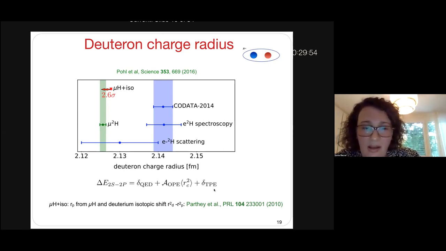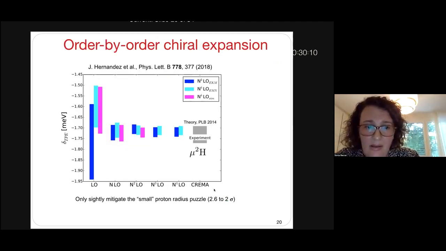And at the beginning, it didn't look so bad because the thing that was out there was the proton radius puzzle, which was a 5 or 6 sigma effect. So 2.6 seemed small, but we thought that we have to investigate it further. And so we did. Instead of using just 2 models for the nuclear potential, we have used a lot of them, and we've done a so-called order by order chiral expansion.